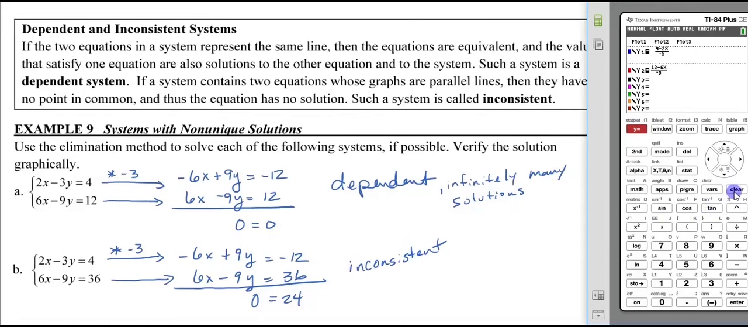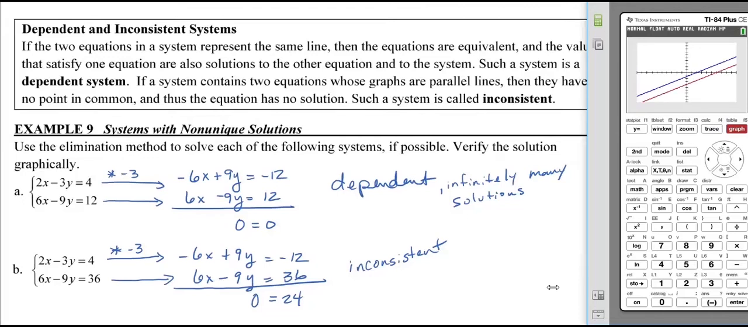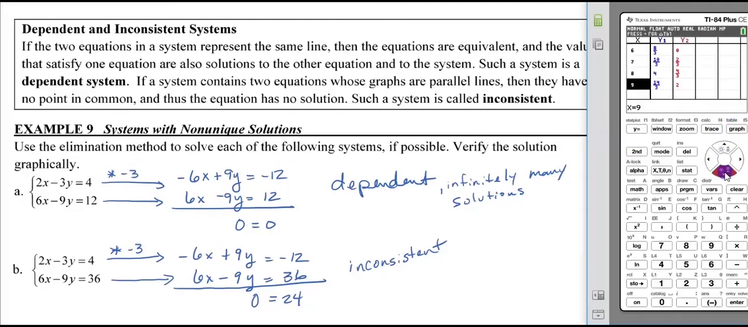If we go and graph these, then we can see y equals, get our fractions in there, 4 minus 2x over -3. And here, y equals 36 minus 6x over -9. Okay, and graphing, we see they're parallel and they're never going to cross. You look at the table values, you see they'll never have matching values at the same input.